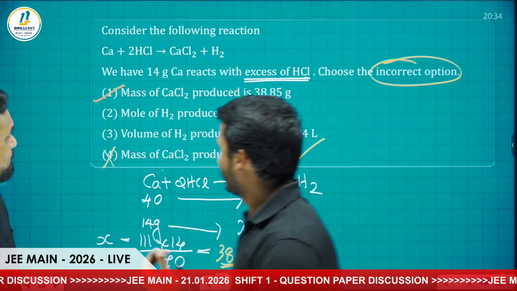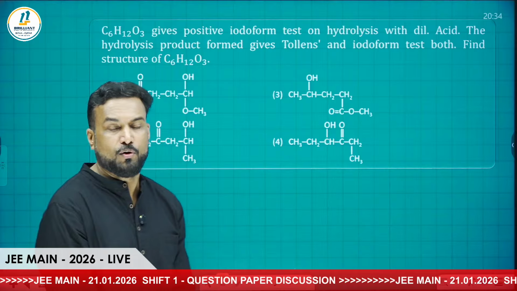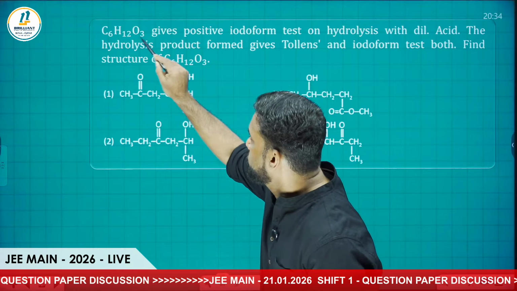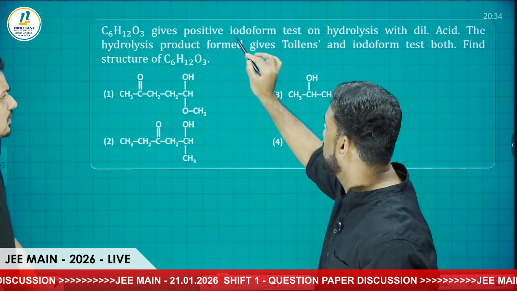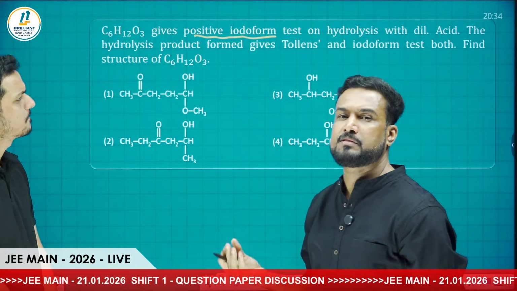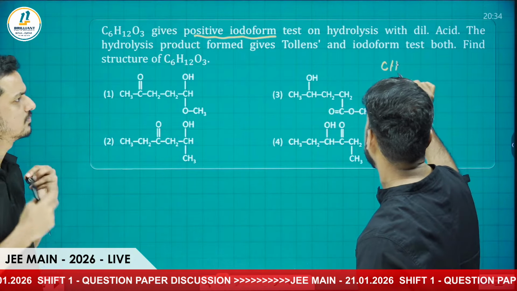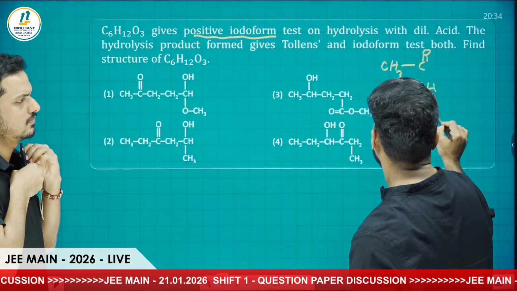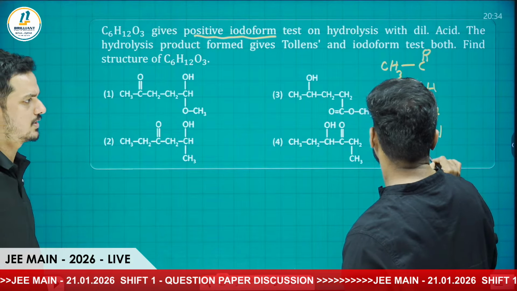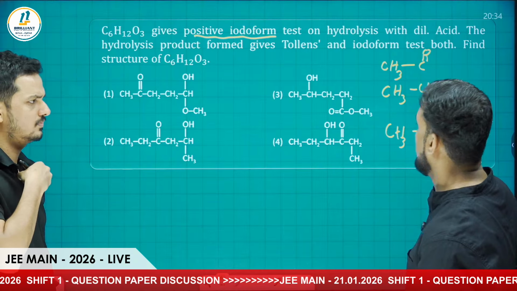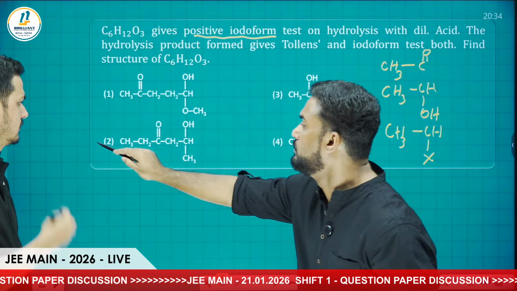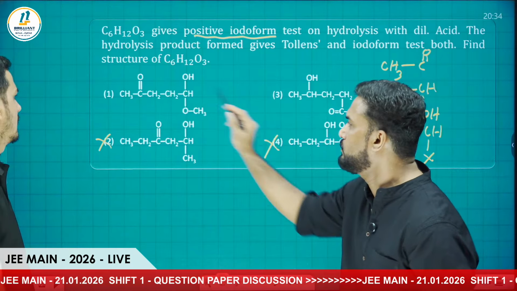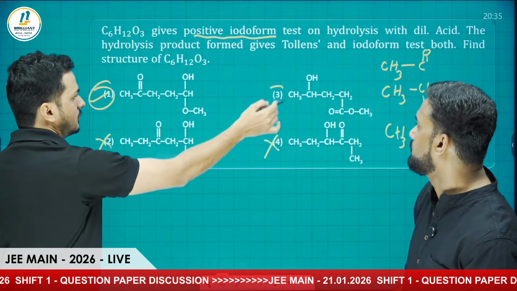Okay, right. Next one, see this one, organic one. You can read the question. C6H12O3 gives a positive iodoform test. Positive iodoform test means you know that one chance is CH3C double bond O can come, CH3CHOH can come, or CH3CHX, which means a halogen attached. From this we can remove option 2, no chance. Then option 4 can be removed. So it is option 1 or option 3.